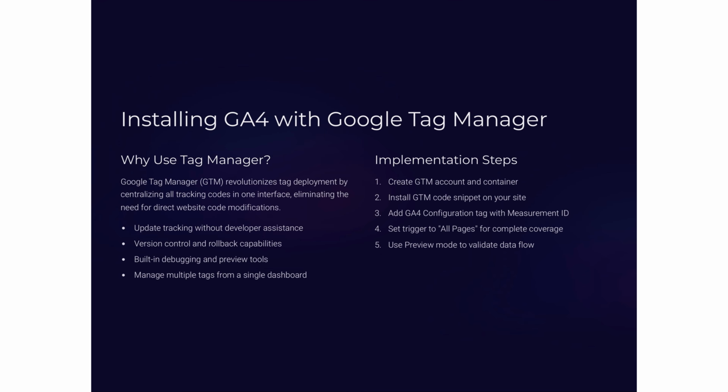Google Tag Manager centralizes tracking codes, eliminating direct website code changes. It allows updates without developer help, offers version control, and includes debugging tools. To implement, create a Google Tag Manager account, install the code snippet, add a Google Analytics 4 configuration tag with your measurement ID, set the trigger to all pages, and use preview mode to validate data flow.